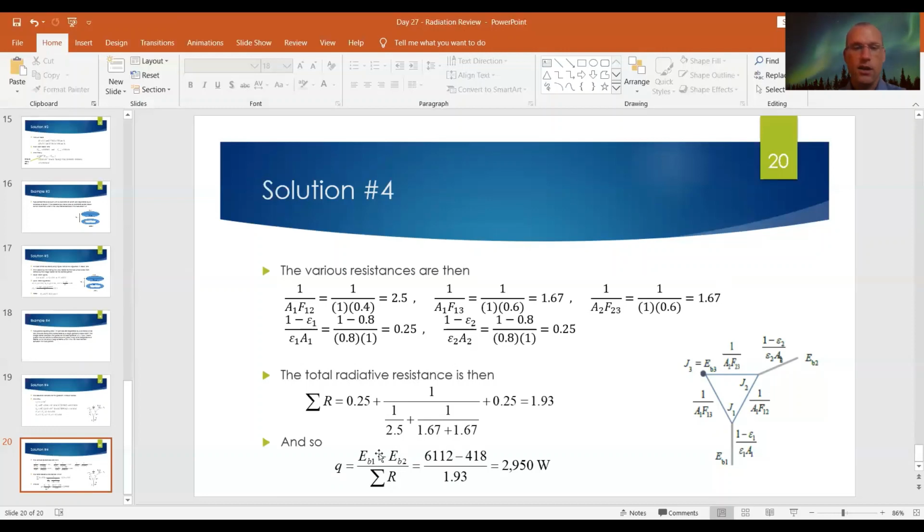Once I have that, my total heat transfer is just the two EBs divided by my total resistance. So 6112 minus 418, divided by this resistance of 1.93, gives me 2,950 watts for the total heat transfer between the two objects. So you can see there are a lot more calculations. That is an example of my long open question.